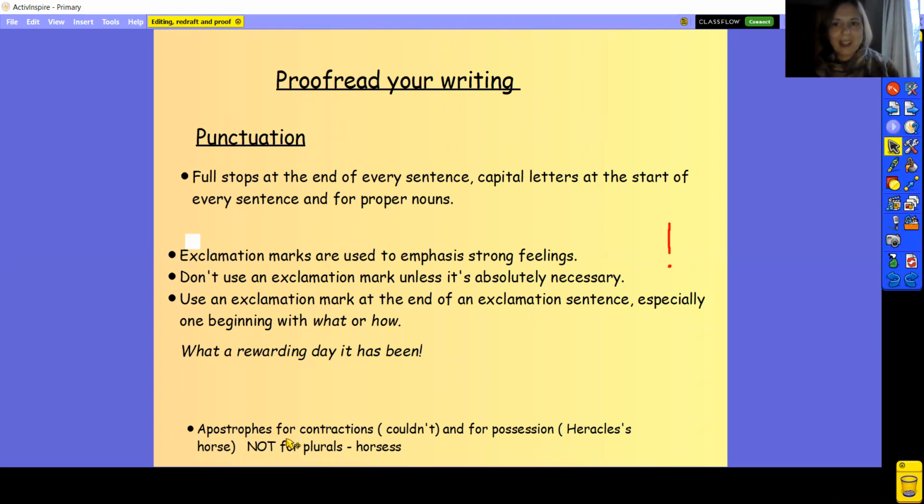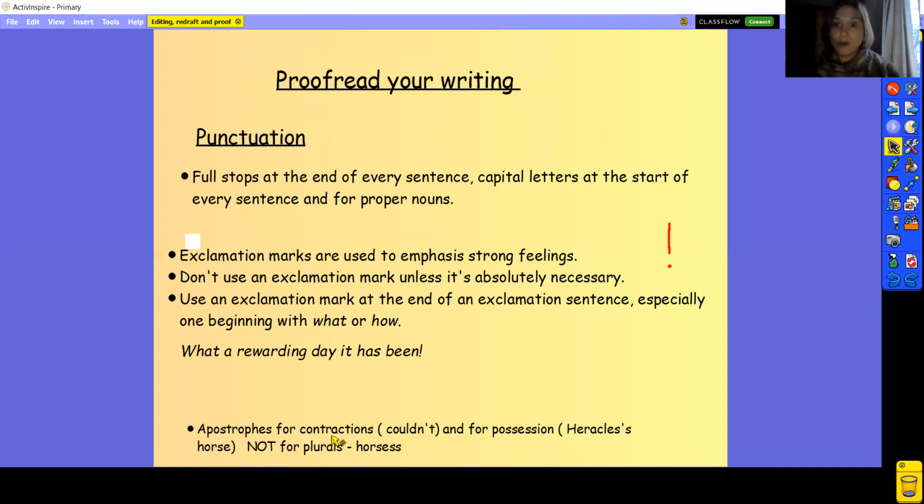Down here, a little recap quickly about apostrophes. Remember, you need to use apostrophes for contraction. So if you've got 2 words, like could not, you put them together, some of the letters pop out, and you have to put an apostrophe where the letters pop out. So for couldn't, the O's popped out, so I need an apostrophe there. Then you also need to use apostrophes for possession, to say if something belongs to something. So here we've got Heracles' horse. So you notice I've got an apostrophe, then an S, okay? Because the horse belongs to Heracles, so I need an apostrophe here to show it belongs to him, and an additional S.